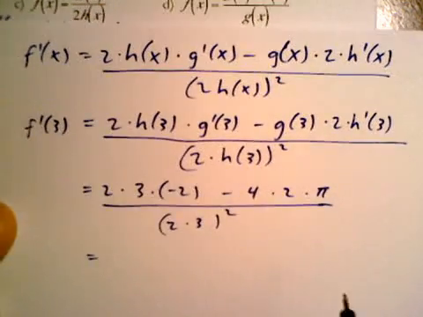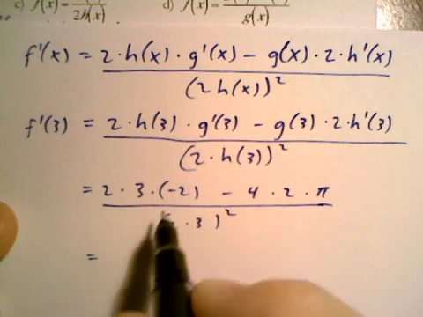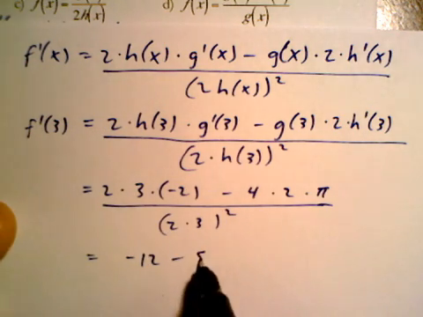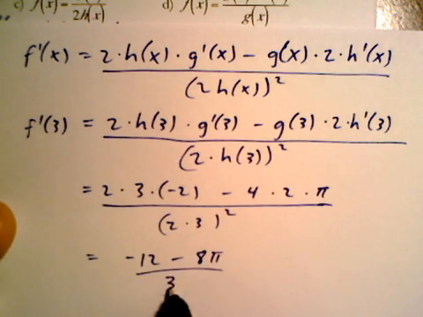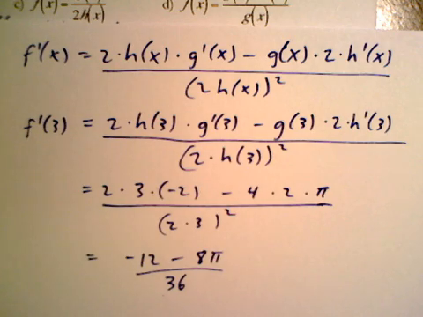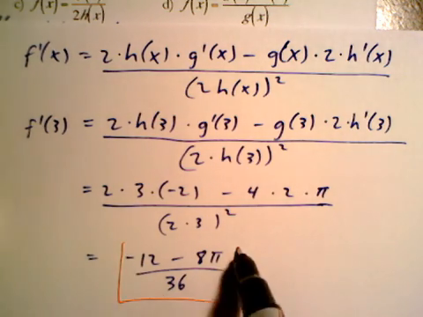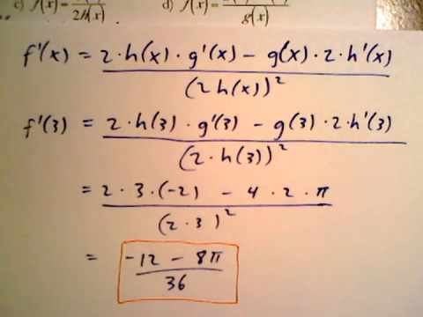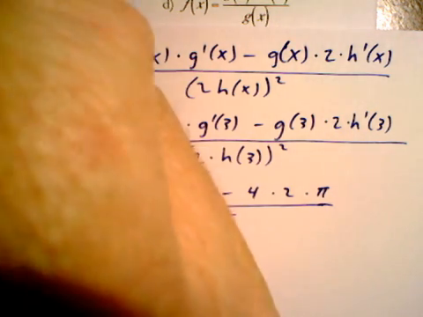So another quick calculation here. We've got 6 times negative 2 is negative 12, minus 8 pi all over 36. I'll let you simplify that. We're in calculus now. We don't need to be bothered by simplifying all the little details. But there's your number, and that is C.